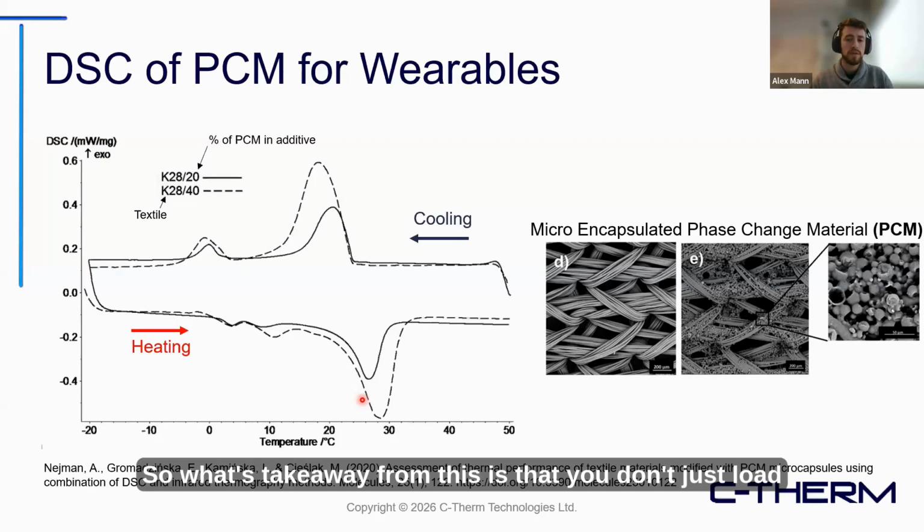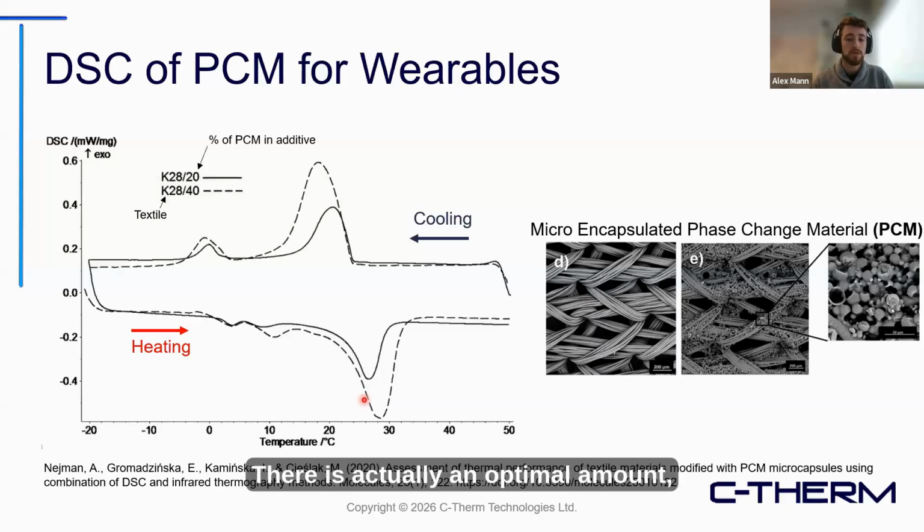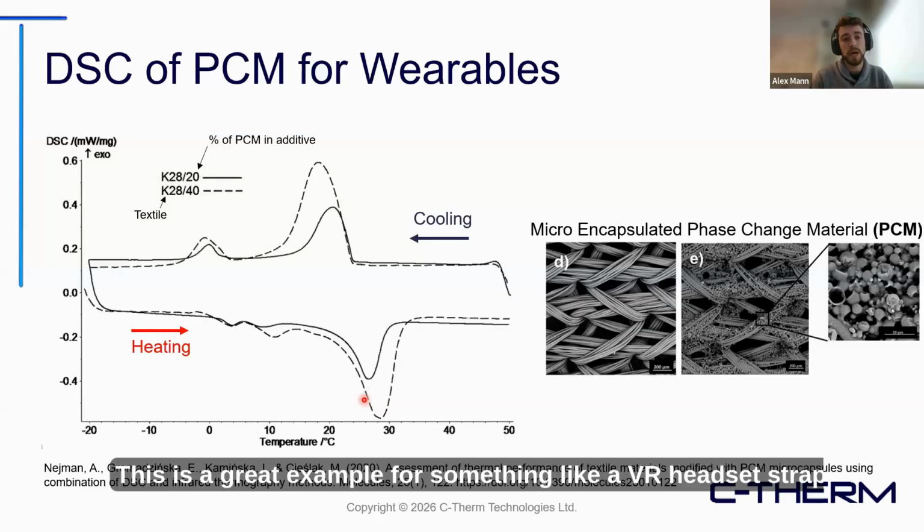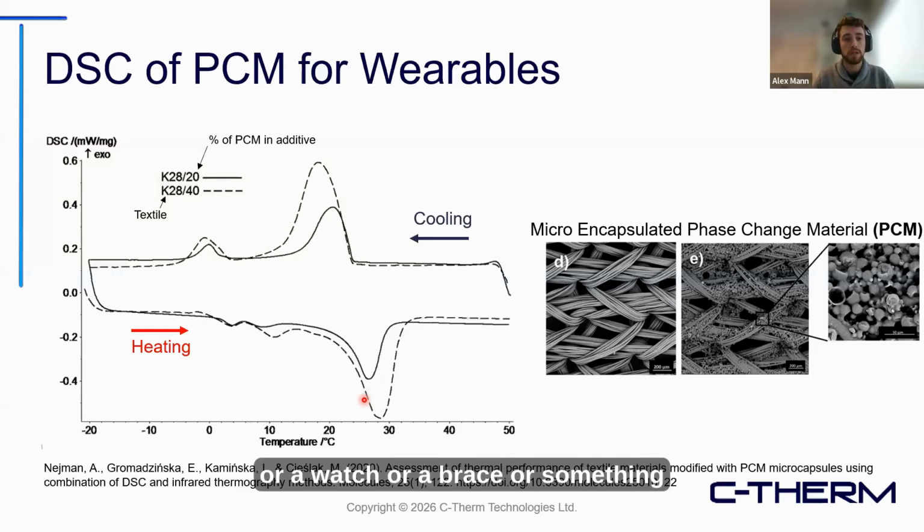So the takeaway from this is that you don't just load your fabric full of as much PCM as possible. There is actually an optimal amount, which you need to determine by DSC. Now, how this applies in wearables, this is a great example for something like a VR headset strap or a watch or a brace or something where it's connected to you and you don't want it to overheat and cause discomfort. You want it to pause at a temperature that is close to that of body temperature.